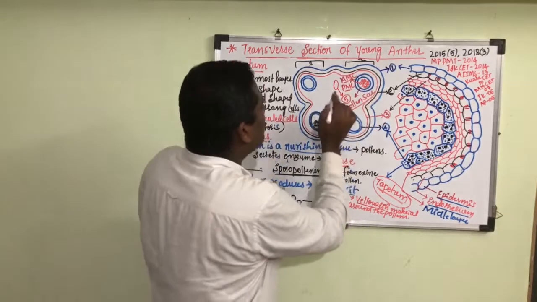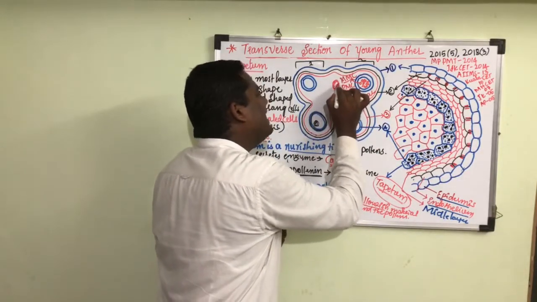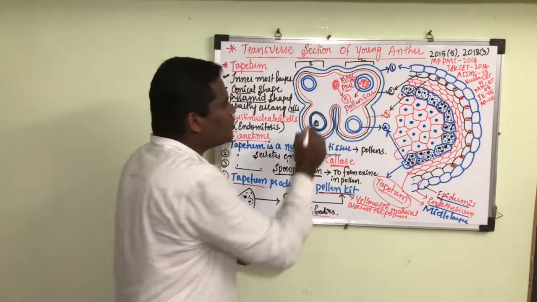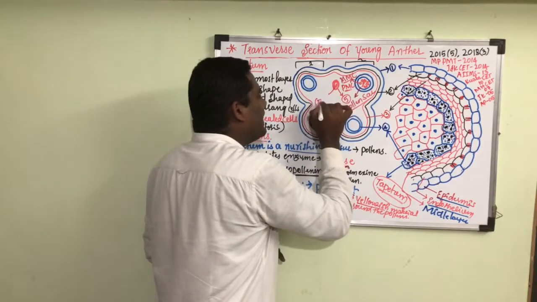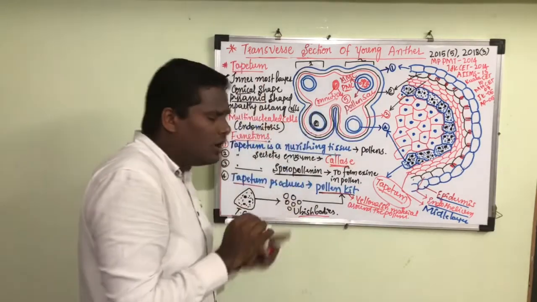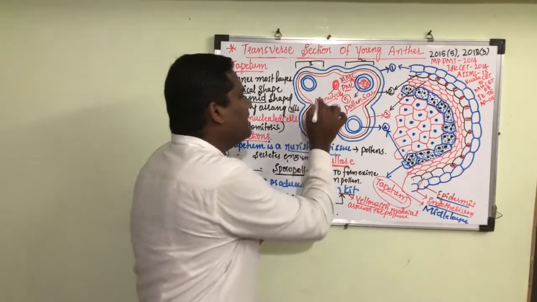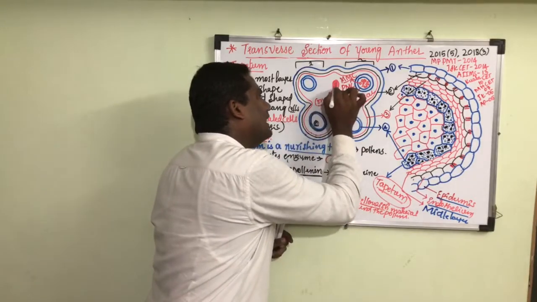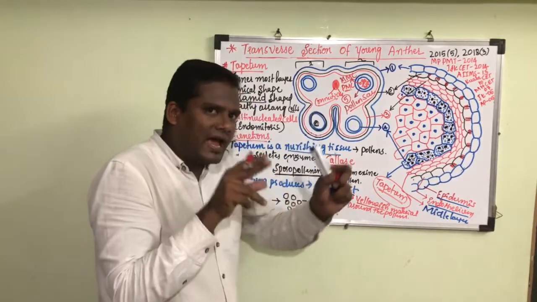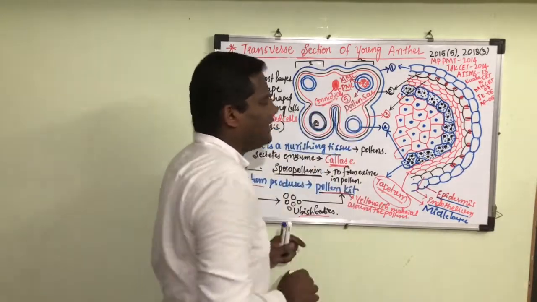At the center of this transfer section of the anther, here we have a sterile tissue. This sterile tissue is nothing but the connective tissue. Why is it called a sterile tissue? Because it is not playing any role in the reproductive process. It is the connective tissue that connects the anther with the filament. That is the main job of the connective.